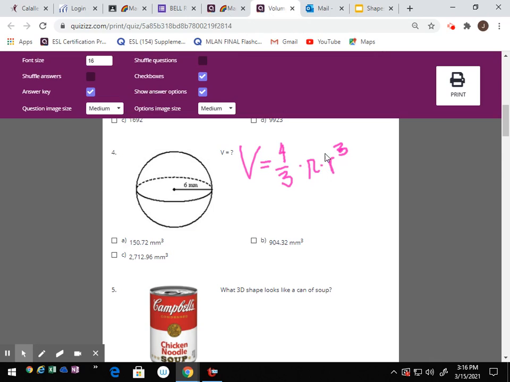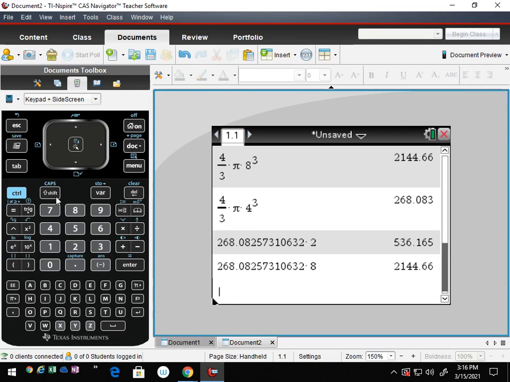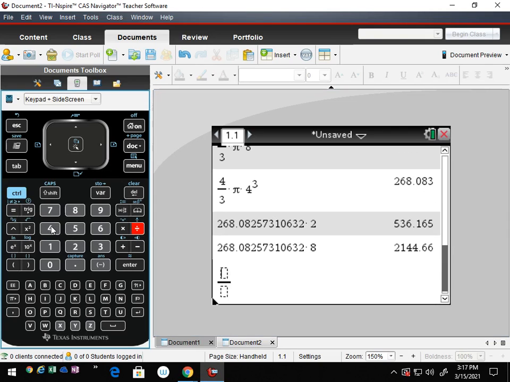Now, the only thing that we need to find in this sphere is our radius. Okay. So if we can see, it already gives us our radius. Our radius is 6 millimeters. So I'm going to write 6, R right here. So I have 4/3 times pi times 6 to the power of 3, or cubed. Okay. Go to the calculator. Let's type this all in.